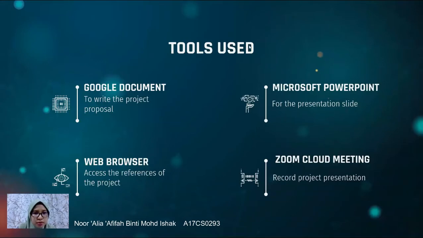Next is the tools used. In this project, we used 4 tools to finish the task. The first tool is Google Document. We used Google Document to write the project proposal. The second tool is the web browser. We used the web browser to access the references of the project. The third one is Microsoft PowerPoint, where we used PowerPoint to do the presentation slides. And lastly is Zoom Cloud Meeting, where we used Zoom to record the project presentation.